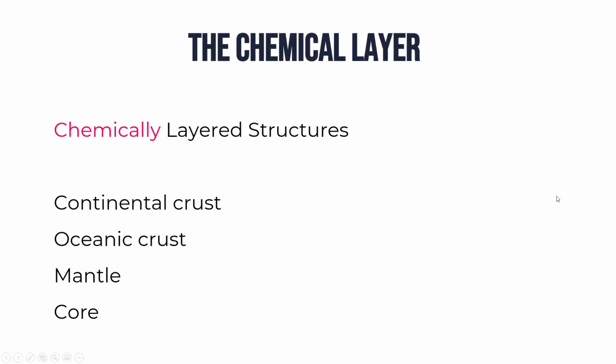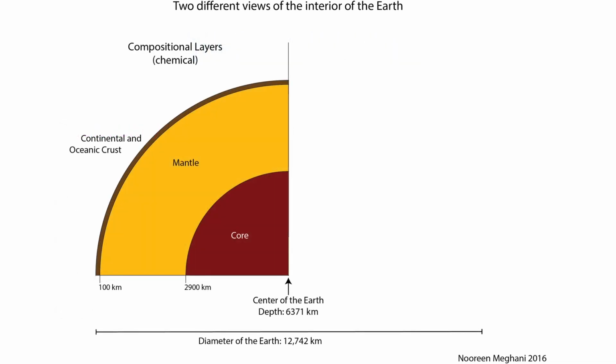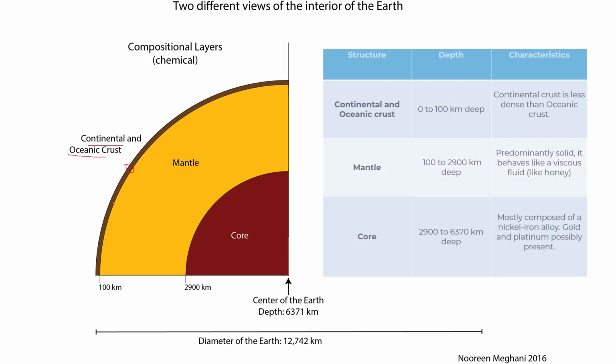And here's a breakdown of what the chemical layer looks like. This layer contains the oceanic crust, the continental crust, the mantle, and the core. So if we were to break that down into a more visual diagram, this is what you'll be able to see. The continental crust and the oceanic crust have a depth of around 100 kilometers.